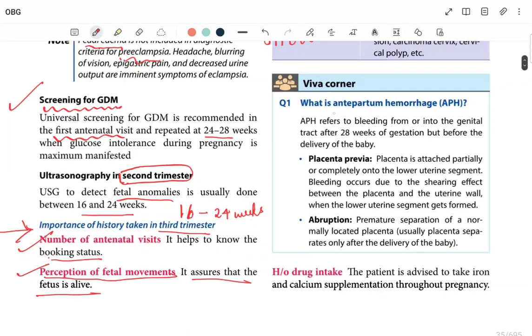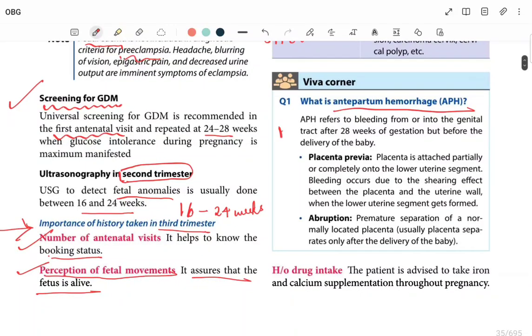Now, what do you mean by antepartum hemorrhage? Define antepartum hemorrhage. Antepartum hemorrhage refers to any bleeding, okay? Bleeding from or into the genital tract after 28 weeks of gestation but before the delivery of the baby is known as antepartum hemorrhage. So what is the definition of antepartum hemorrhage? Antepartum hemorrhage is nothing but any bleeding from or into the genital tract after 28 weeks of gestation but before the delivery of the baby.